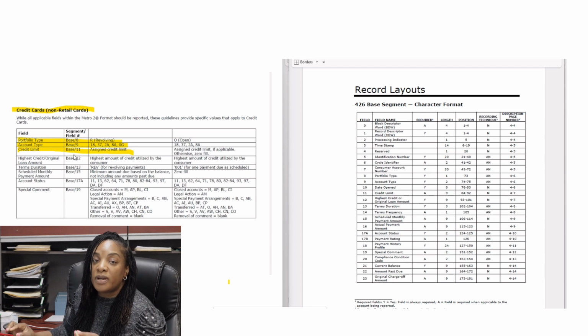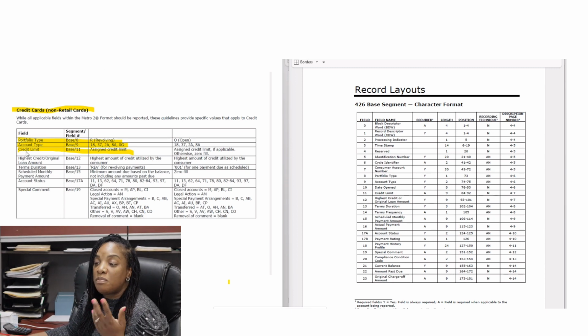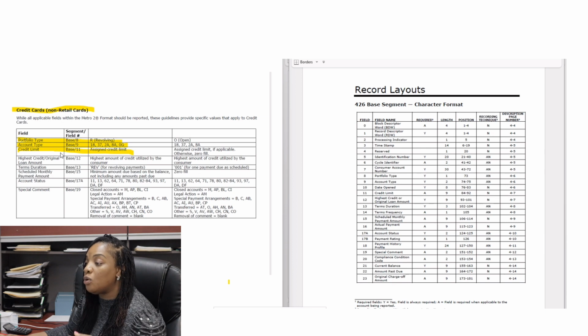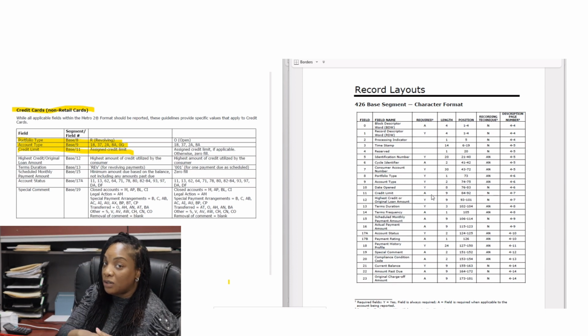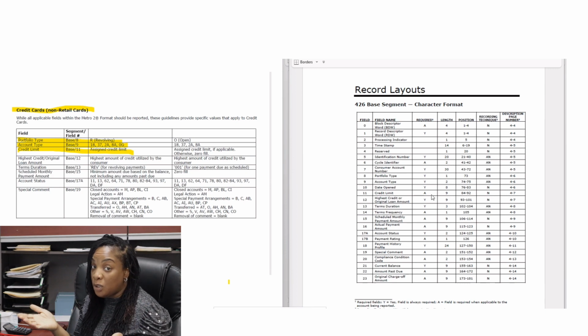So right here where it says credit limit, we see that this is segment field base 11. So you're going to want to go over to record layouts to find field 11, credit limit, and where you see the A at, that means that this field is required only when applicable. Now, who decides what is applicable?